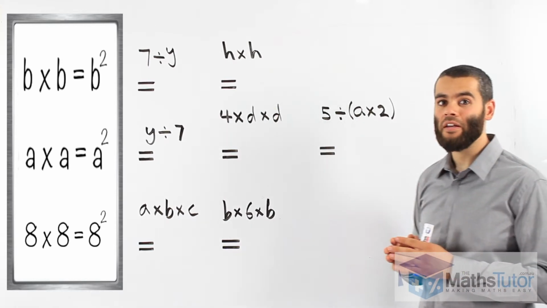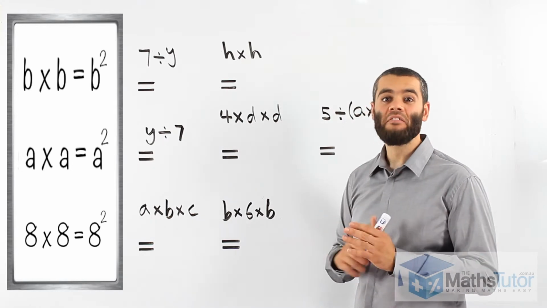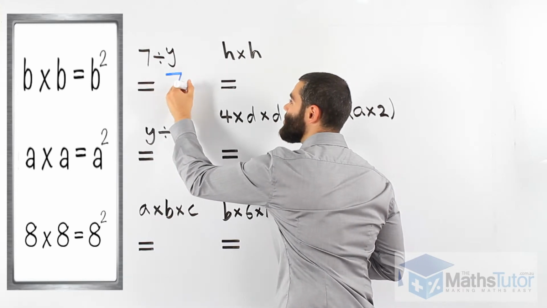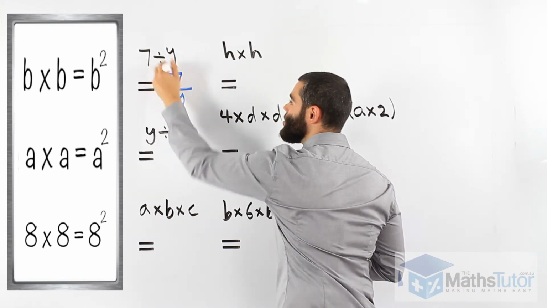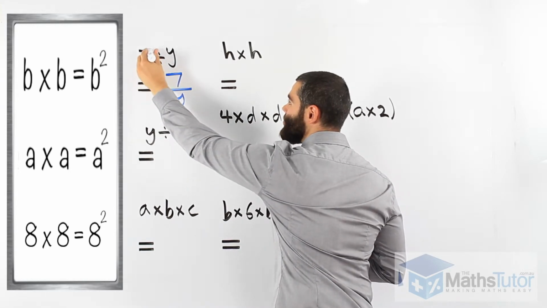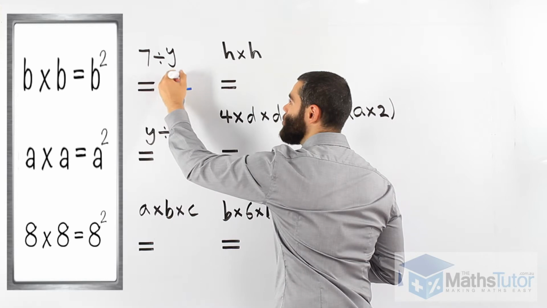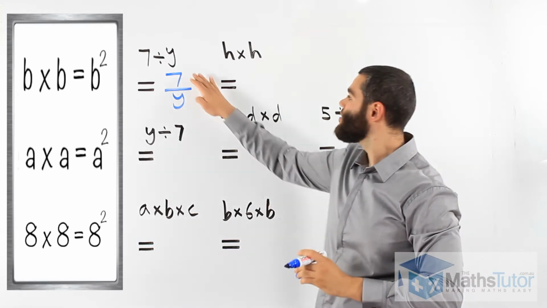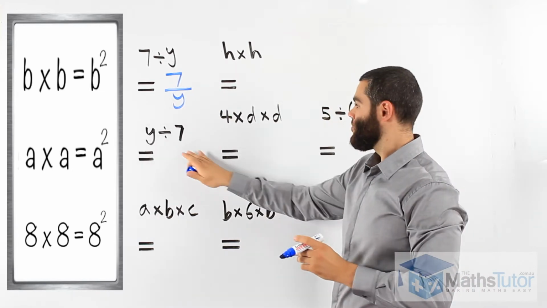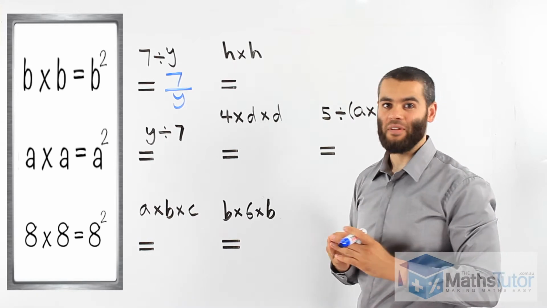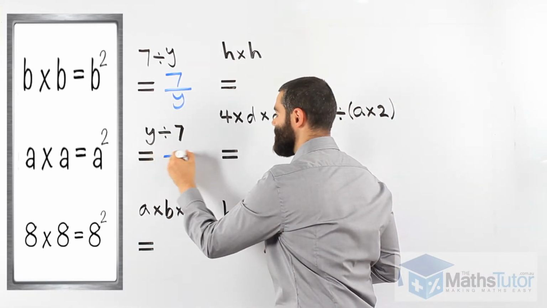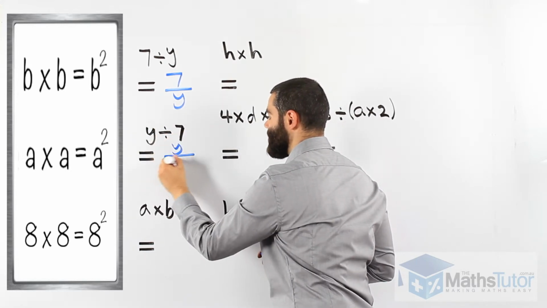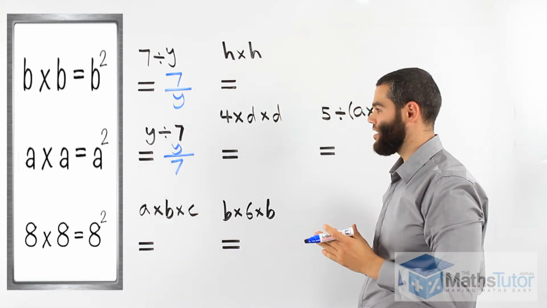7 divided by Y. We learned that the division means fraction. So 7 divided by y means 7 over y. The division becomes a fraction bar. The 7 is first, so it becomes the numerator, and the y becomes the denominator. 7 over y. This one here, y divided by 7. The division is a fraction bar. Y is our numerator, it's on top, and the 7 down the bottom as the denominator.